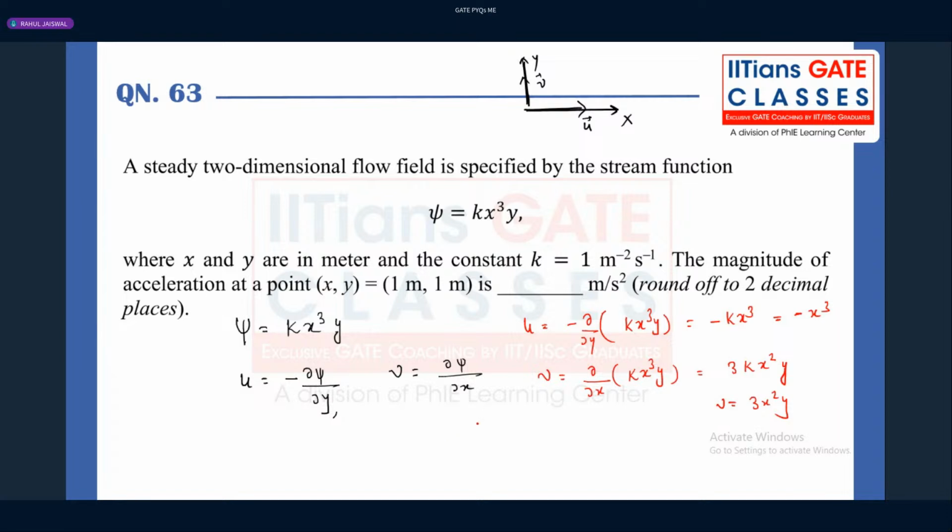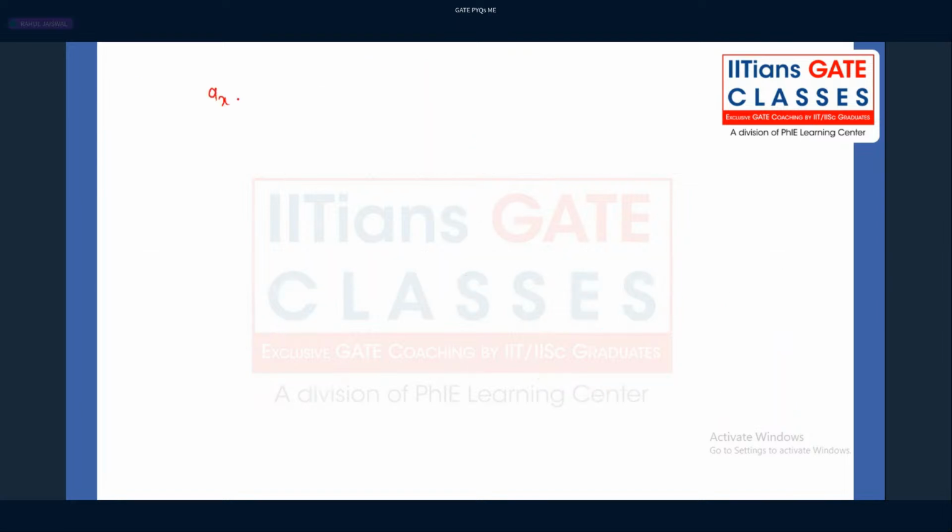Once you got each and everything, what they are asking, guys, they are asking the acceleration. Acceleration is what, guys? For a 2D flow field, ax i cap plus ay j cap. Now, what is the ax? u into dou u by dou x plus v into dou u by dou y. So what you can write, guys, here?